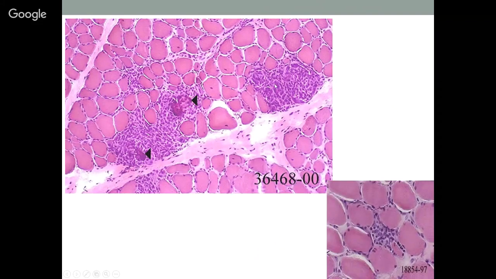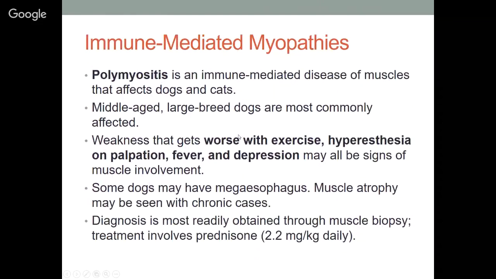This is an example of white cells within muscle, the muscle body. So these are fascicles of muscle, and in between these fascicles, we're seeing an infiltration of white cells, and we should not see that. So that indicates a myositis.